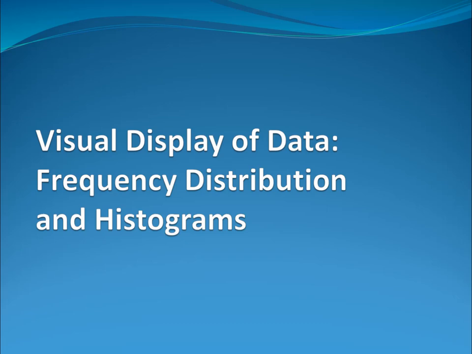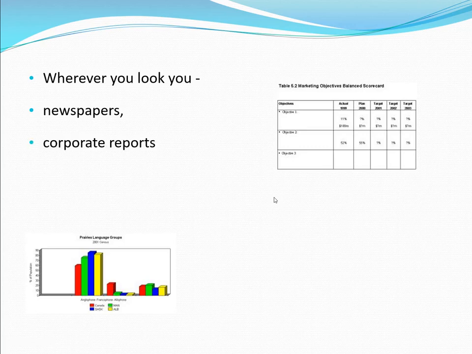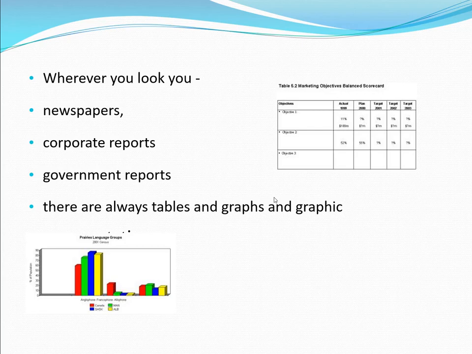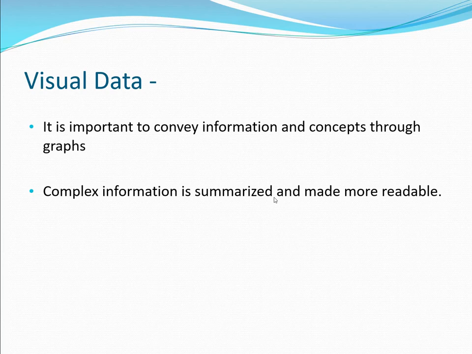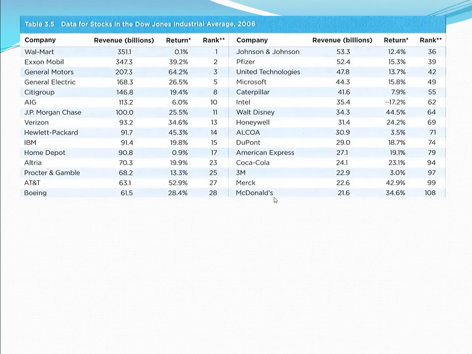This is Unit 1, Lecture 2, Frequency Distribution. Wherever you look, whether it be newspapers, corporate reports, government reports, we are surrounded by tables and graphs and graphics. This is visual data, and it's important because it can convey information and concepts through graphs or graphic representations. Complex information can be summarized and made more readable, and it's easier to spot trends or see information sometimes when it's visually represented.